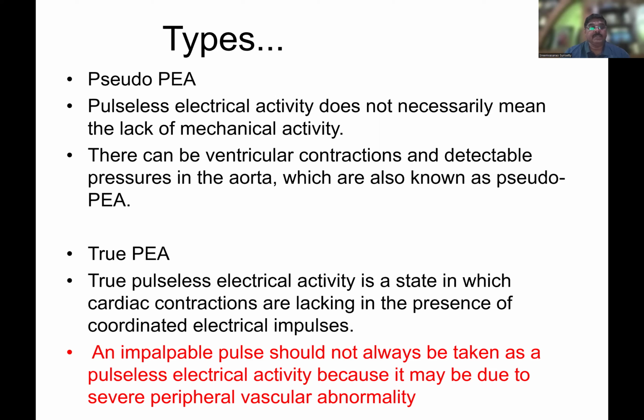One thing you should be very, very cautious about whenever PEA is diagnosed: an impalpable pulse should not always be taken as pulseless electrical activity, because it may be due to severe peripheral vascular abnormality. That's why you have to palpate at two, three, or four sites to decide on pulseless electrical activity. Peripheral vascular abnormalities are more common, especially in old age, due to vascular thickening and obstruction, so there is no pulse distal to the obstruction. That's why you should be very cautious when diagnosing pulseless activity, especially in elderly people.